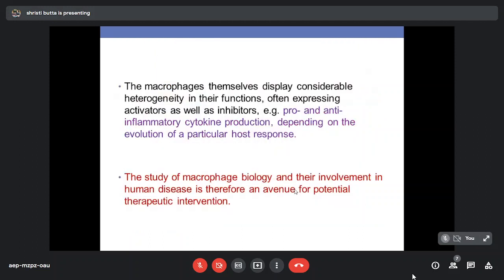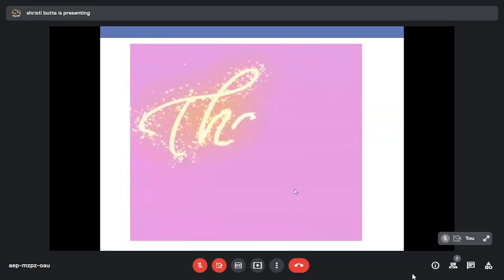The macrophages themselves display considerable heterogeneity in their function, often expressing activators as well as inhibitors, that is the pro-inflammatory markers as well as the anti-inflammatory cytokines, depending on the evolution of a particular host response. Therefore, the study of macrophage biology and their involvement in human diseases is an avenue for potential therapeutic interventions. Thank you so much for your patient hearing.